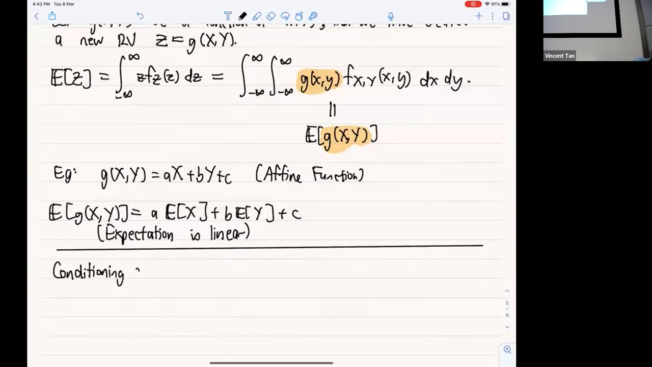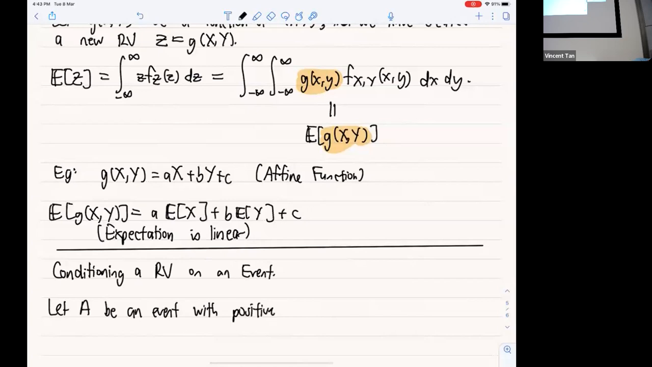Conditioning a random variable on an event. We have certainly done this for the discrete case. So now what we are doing is for the continuous case. We are going to let A be an event with positive probability. That means that the probability of the event A is bigger than zero. So this is not a random variable, it's only an event.